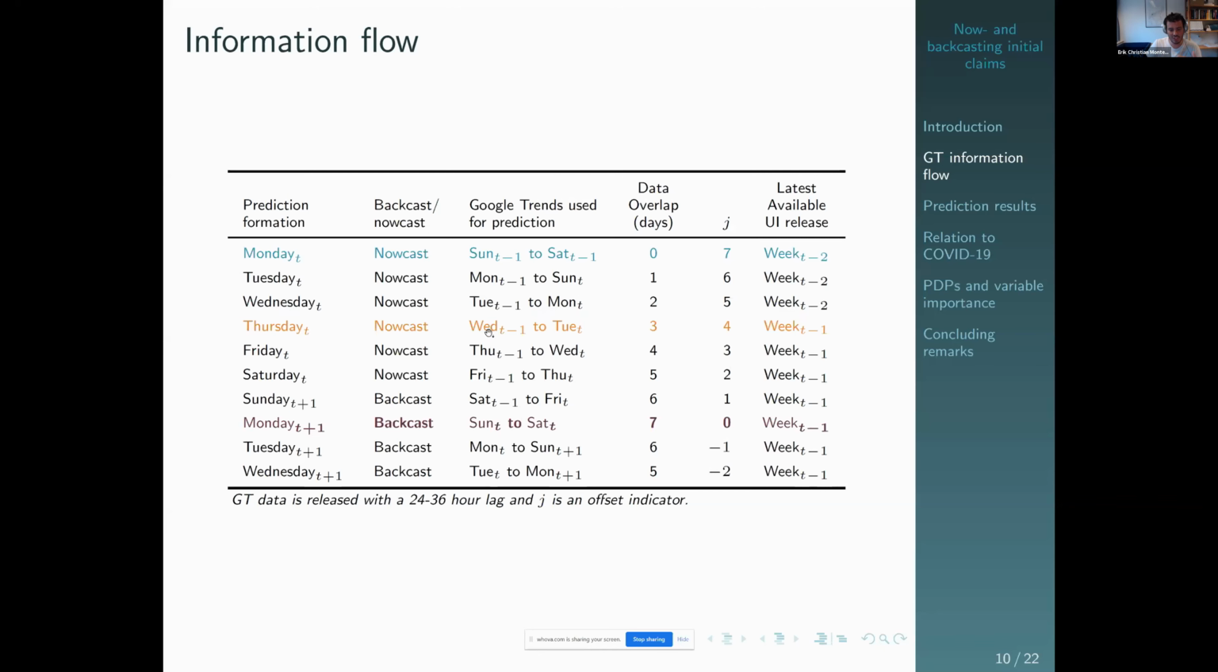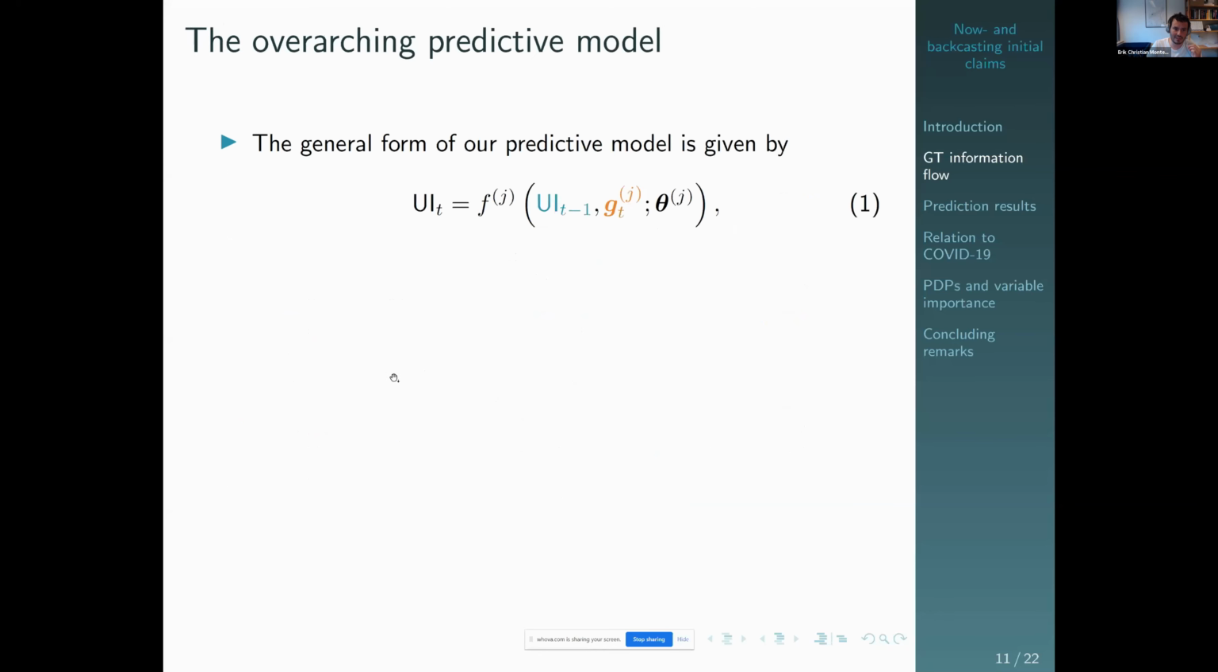And obviously, this allows you to measure the information flow. So how much the information in each additional day improves the nowcast and eventually the backcasts, right? And we are careful that the UI, which is also released with a lag, is handled so that we don't use any forward-looking information, but only information that is available at that time.